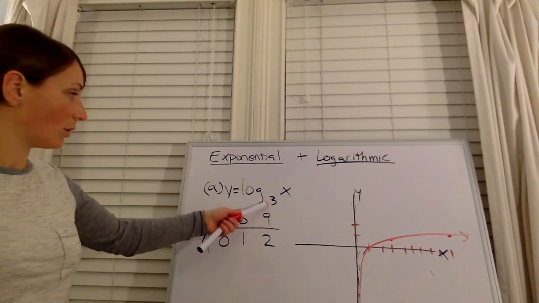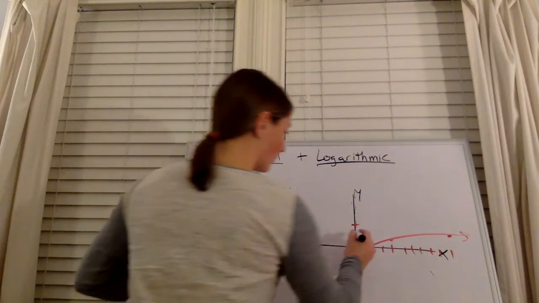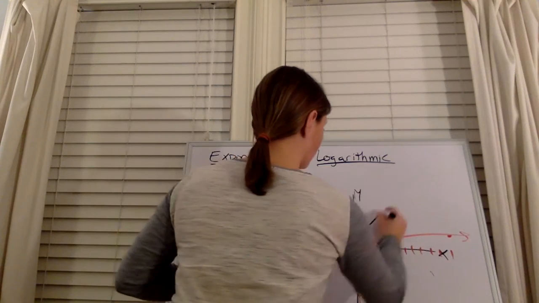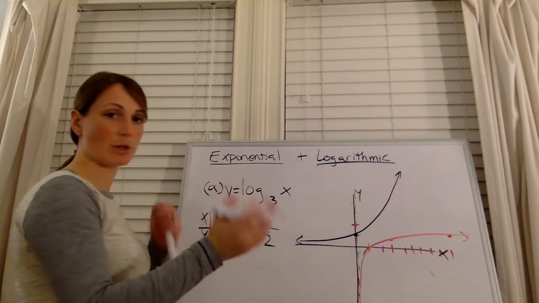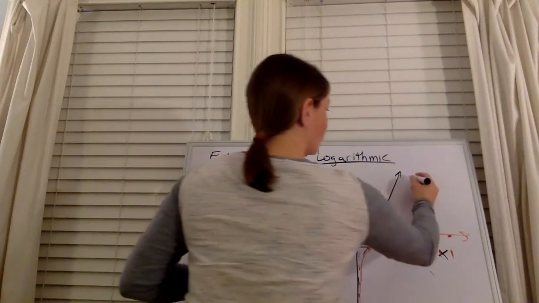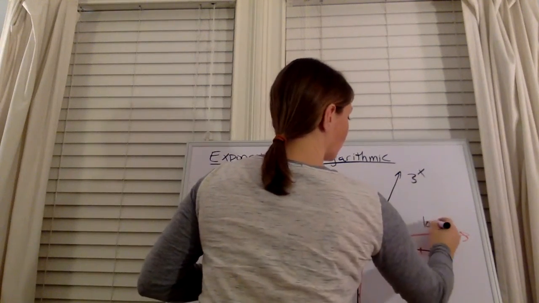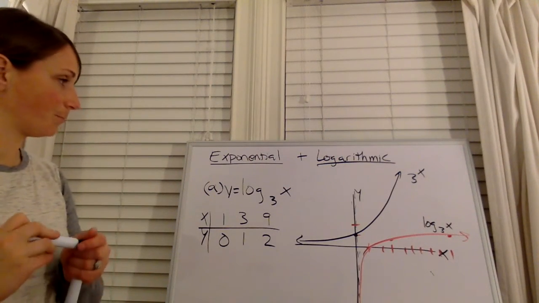Why? Because we should know what 3 to the x looks like. 3 to the x is going to look like that right there. So it's a helpful picture to keep on pairing them in your mind, exponentials with logs. So here's 3 to the x, and here's log base 3 of x.